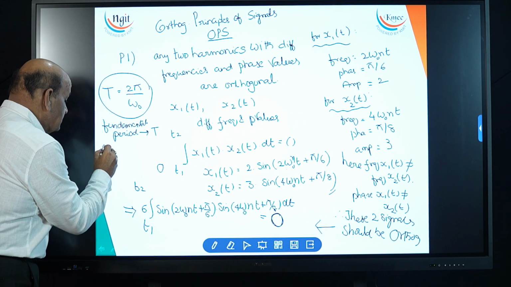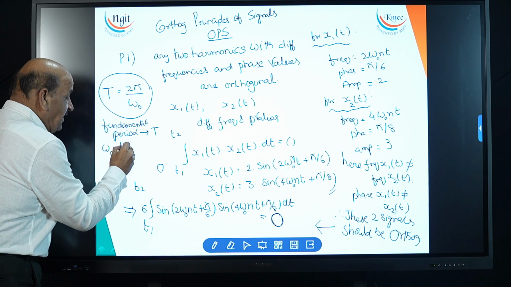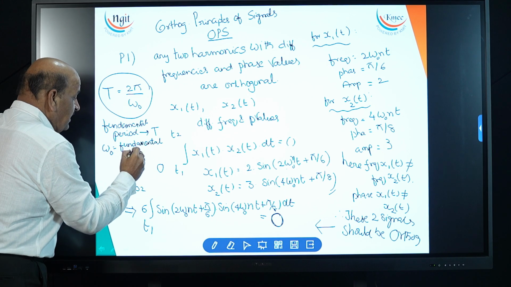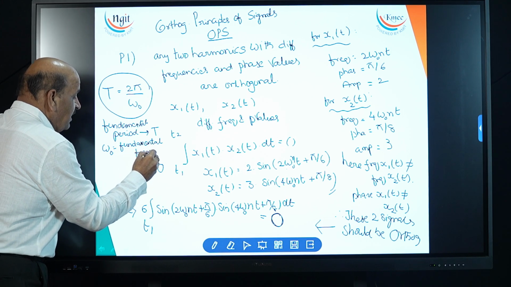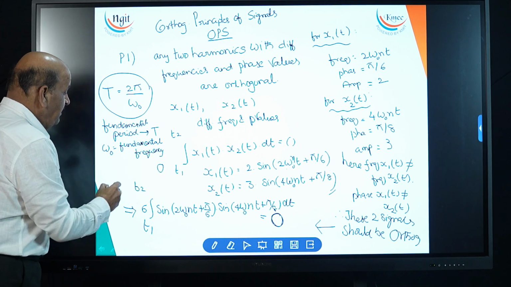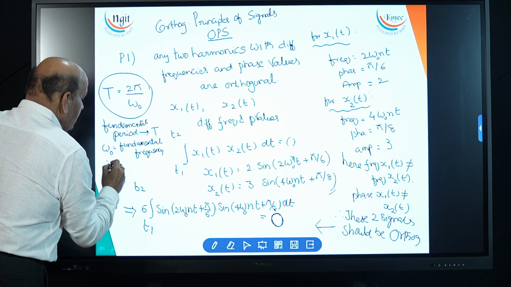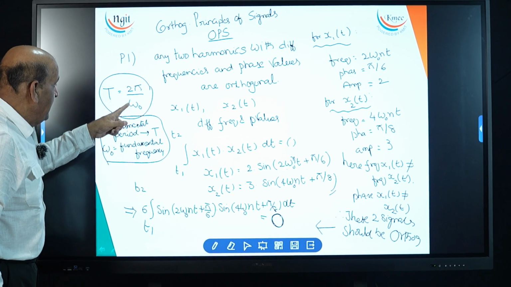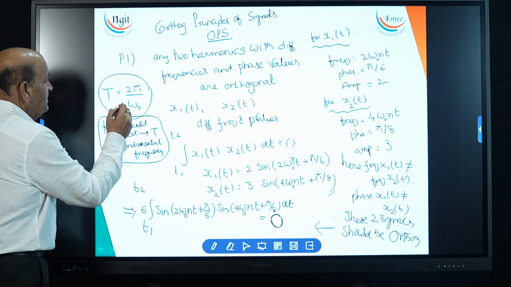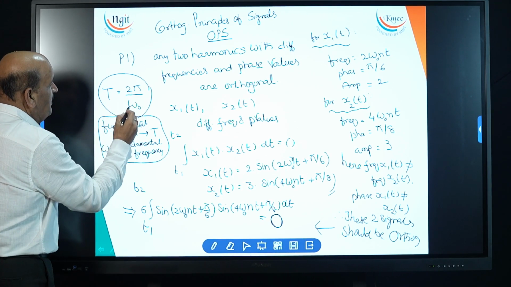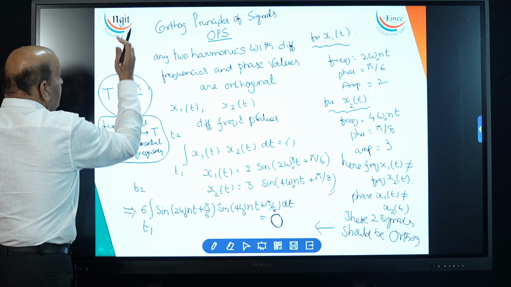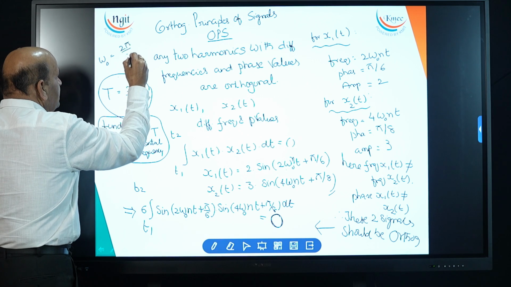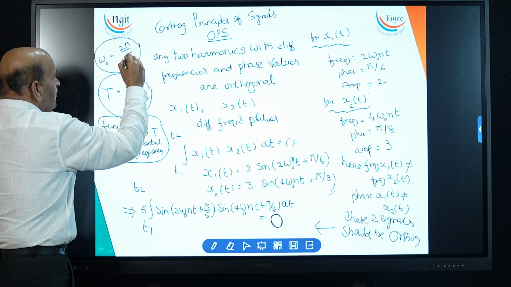Here omega naught is called fundamental frequency. Look at the word fundamental. Omega naught is called fundamental frequency. Students have to remember this one. The formula is T equal to 2 pi by omega naught. If T equal to 2 pi by omega naught, then omega naught can also be written as 2 pi by T.